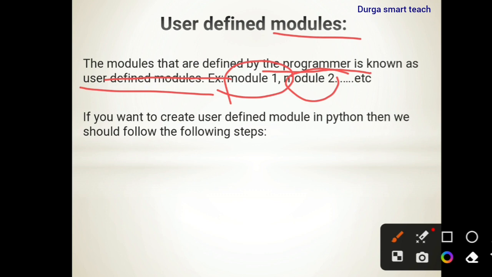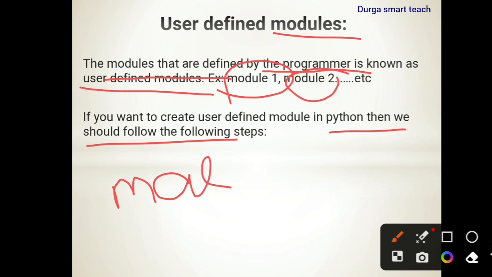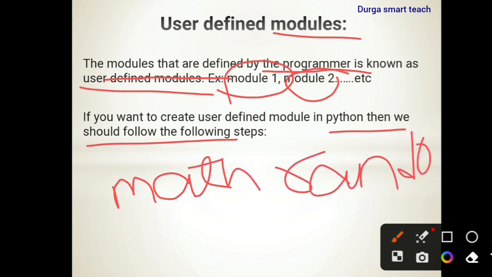So if you want to create user defined modules in Python, you should follow the following steps. Python provides some inbuilt modules, known as math and random. I have discussed them in the previous class. These two are known as predefined modules.